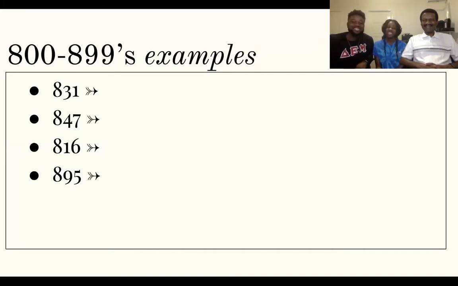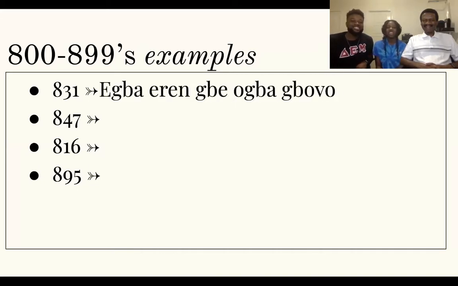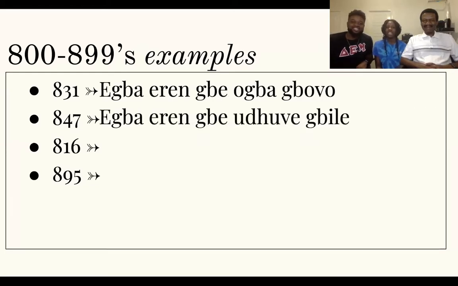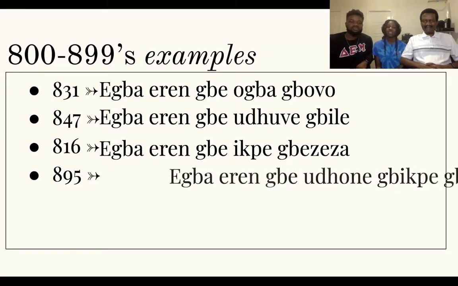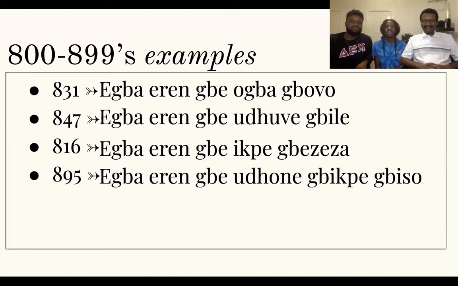We will review the answers now. 831 is Egba Aaron with Ogba Bovo. 847 is Egba Aaron with Uduga Bile. 816 is Egba Aaron with Ipe Bezaza. And 895 is Egba Aaron with Udone Bipe but Visa. Visa, my bad. Estimate, would you please help?